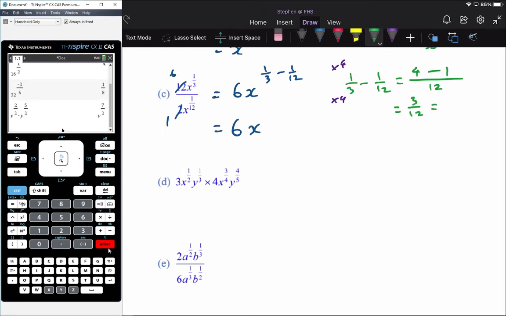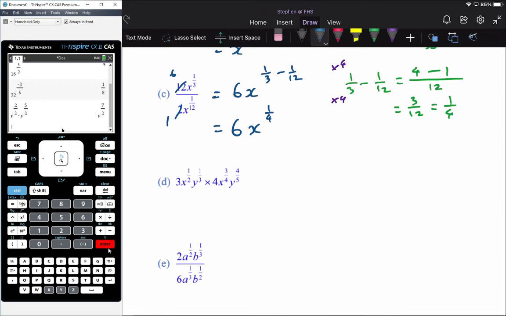Oh, wait, check it out. 3 over 12, that is just 1 on 4. So 1/3 minus 1 on 12 is just 1 on 4. In other words, the answer is 6x to the power of a quarter. Or you can rewrite that as 6 times the 4th root of x.